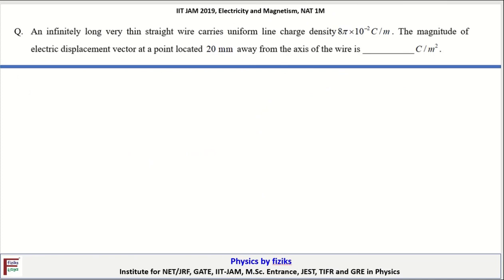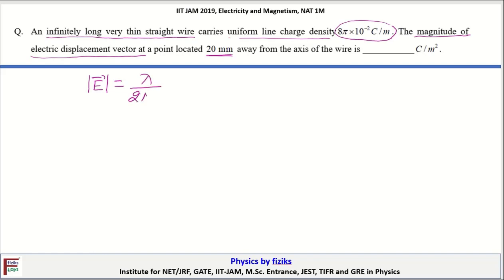So in this question, we have to find the magnitude of the electric displacement vector due to an infinitely long straight wire which carries uniform line charge density 8 pi into 10 to the power minus 2 coulomb per meter at a distance 20 mm away from the axis of the wire. We know that the electric field due to an infinite wire is given by lambda by 2 pi epsilon 0 r. This is the magnitude.